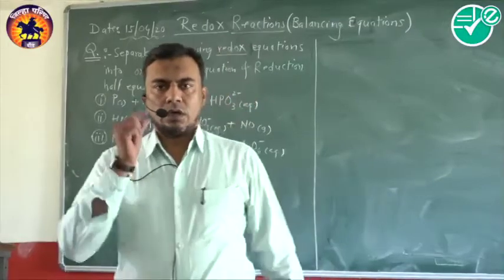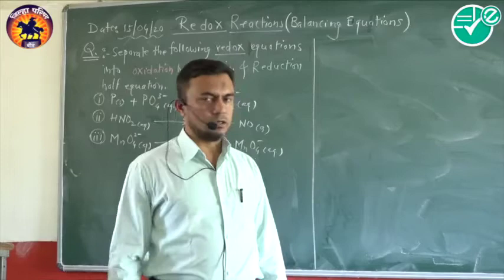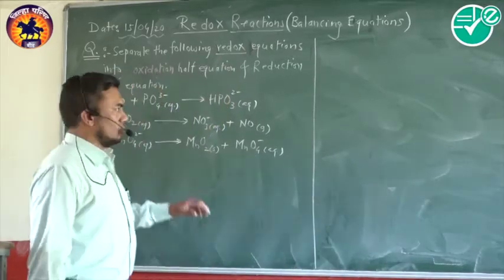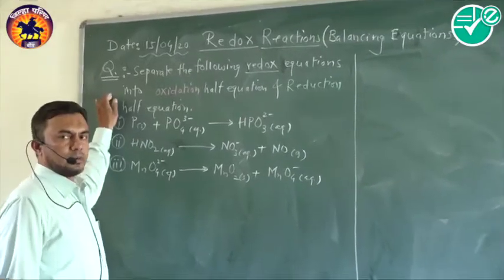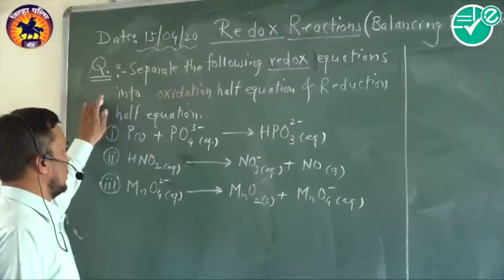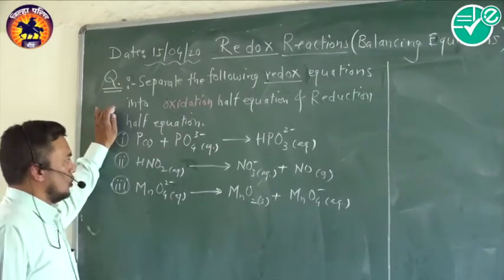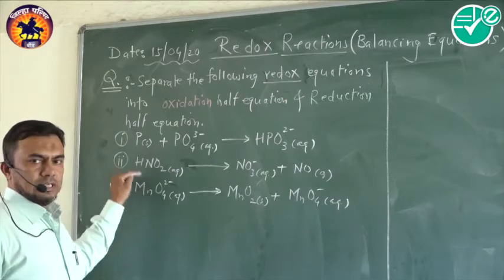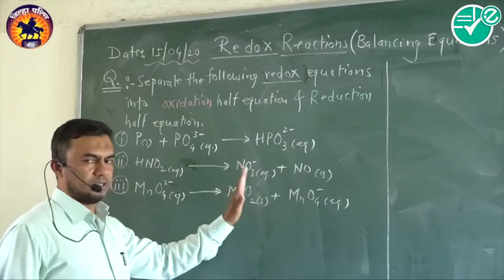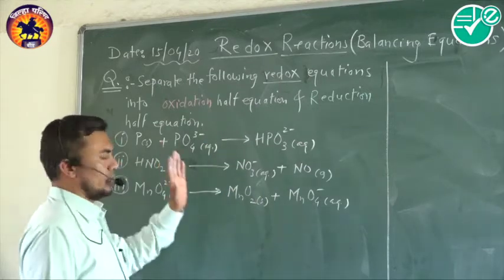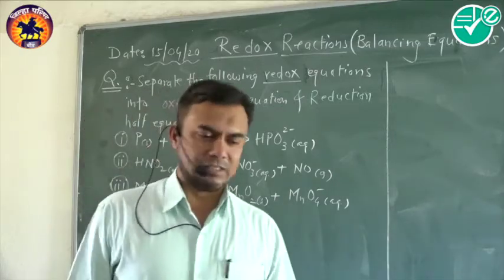About how to balance redox equation. So before balancing the redox equation, first of all, we'll solve one exercise on how to separate the redox equation into oxidation half reaction and reduction half reaction. We have three examples. These three are redox equations. We have to separate the reduction half reaction and oxidation half reaction based on the oxidation number concept.